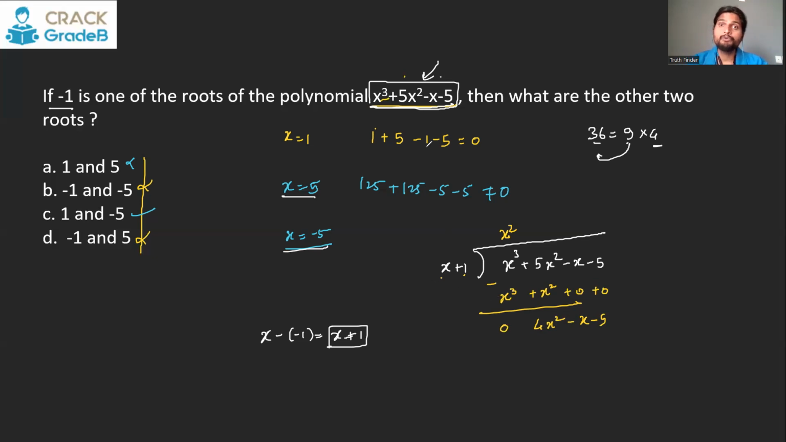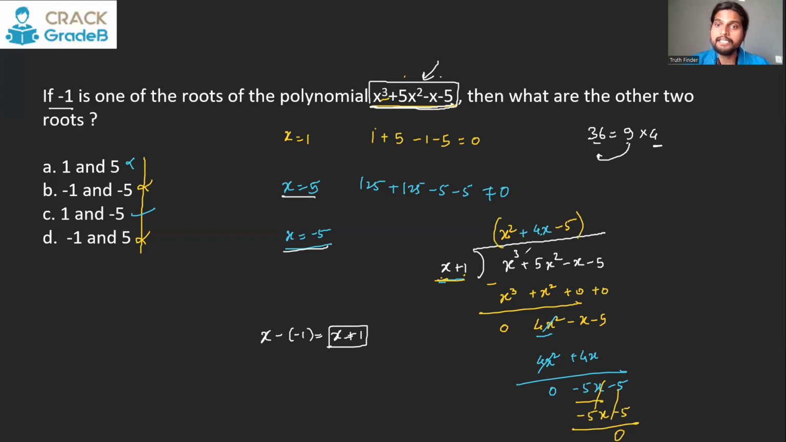Now again, we try to make this x as 4x square. So we have to multiply here with 4x. So we write 4x. Now with that 4x, we again multiply both terms. That gets us 4x square plus 4x. And then we subtract. So 4x square gets cancelled. What remains is minus x minus 4x, that is minus 5x minus 5. Now we try to get this x as minus 5x. So we multiply here with minus 5, and with this minus 5, we multiply both terms. So we get minus 5x minus 5. And then when we subtract, we are left with 0.